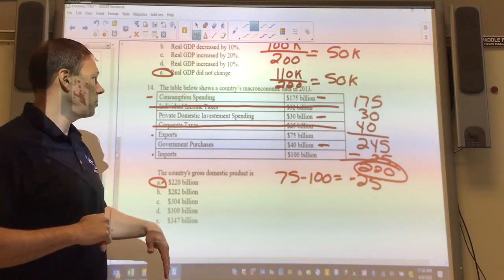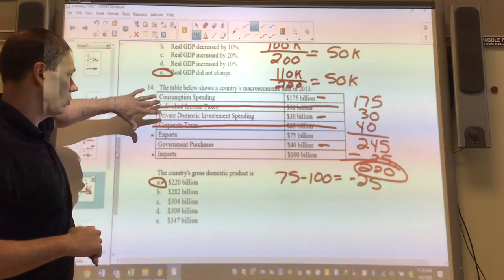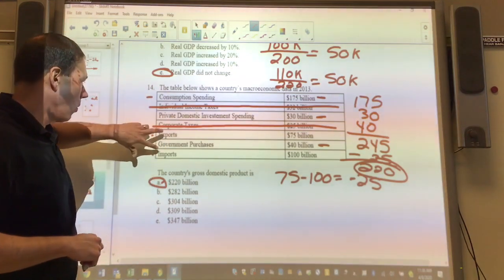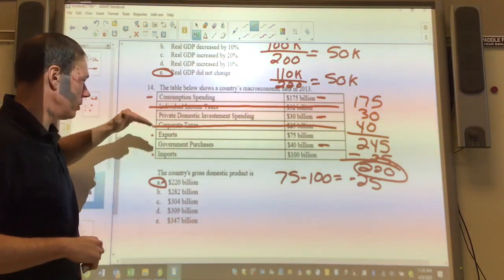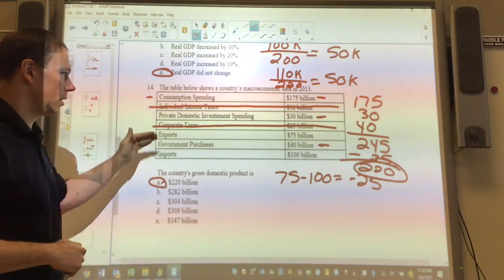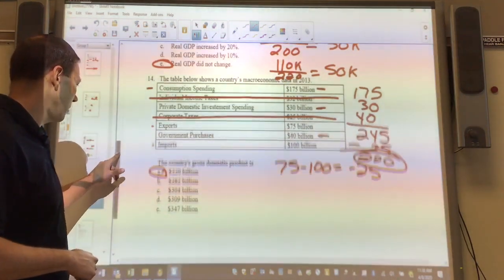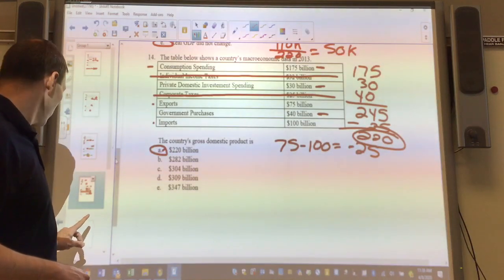So again, the thing that could trip you up there is either trying to include some of these superfluous things that they put in there, don't do that, or forgetting, again, net exports, which is exports minus imports. Okay, so you got to subtract that out, and that's why we subtracted 25 billion from there. All right, so number 14 is A.